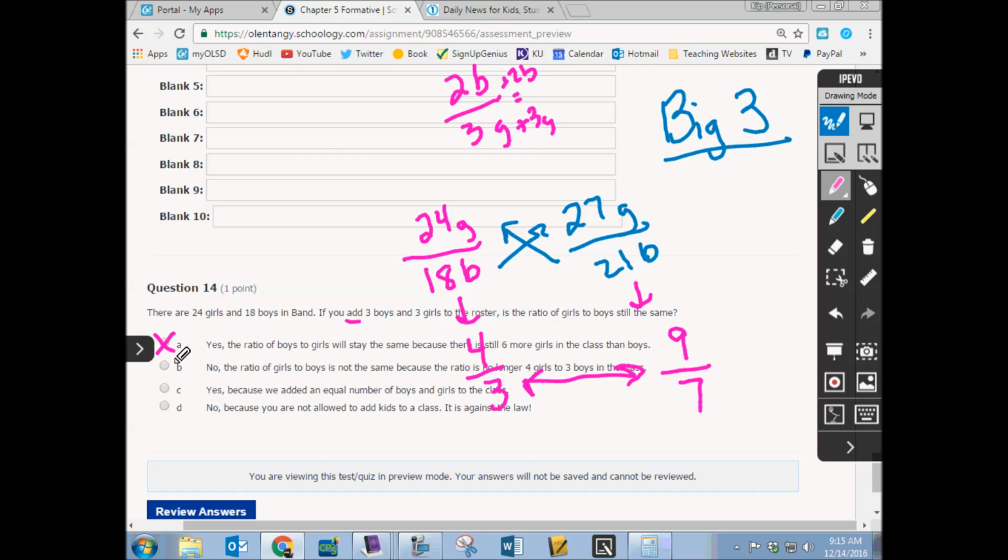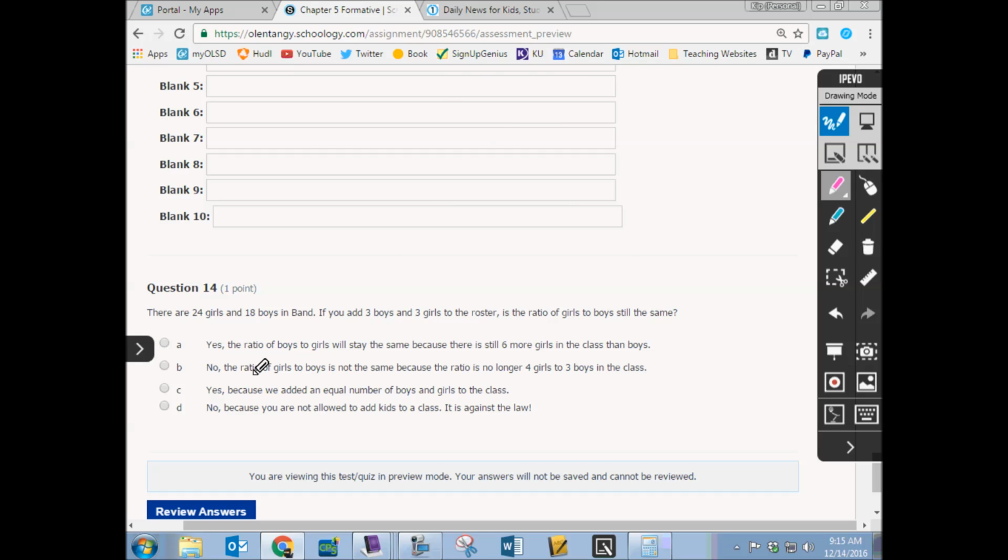So that eliminates A and C. Right, everybody? Did everybody see how I did that? I wrote the ratio they gave me. I actually did the addition or the subtraction, whatever it's giving me. Then now I just have to pick the right reasoning. So I know it's B or D. No, the ratio of girls and boys is not the same because the ratio is no longer 4 girls to 3 boys in a class.